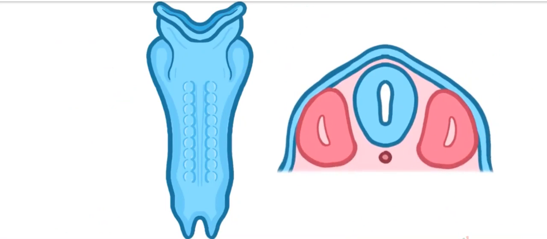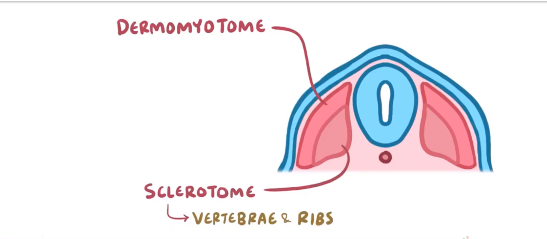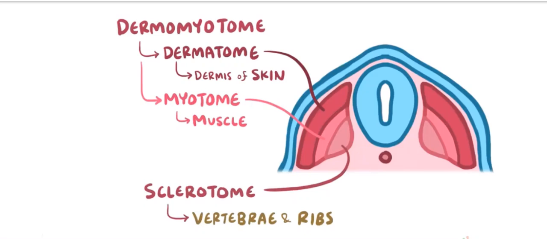Alright, zooming back into the somites, they split and cells from the ventral portion form the sclerotome, which gives rise to the vertebrae and the ribs. Cells from the dorsomedial lip of the somite mix with some cells from the ventrolateral lip in the somite and form a new mixed tissue called the dermomyotome. Cells of the dermomyotome further differentiate into dermatome and myotome cells, which turn into the dermis layer of the skin and into muscles, respectively.